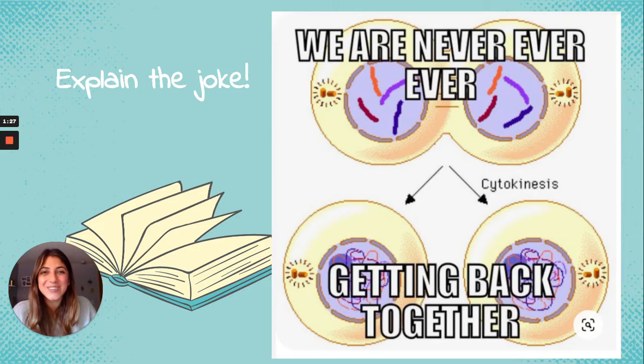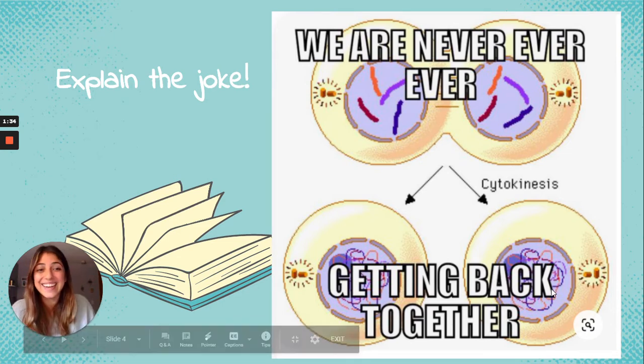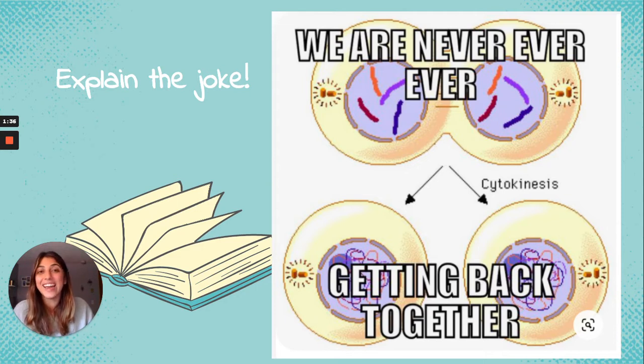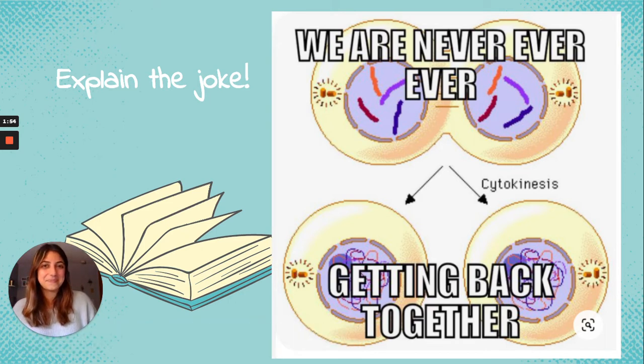If you're a Taylor Swift fan like I am, then you should be familiar with these lyrics: "We are never, ever, ever getting back together." I saw this and obviously my biology nerdy self thought this was hilarious. Think about what it's saying and why this is a joke. What's the meaning behind this? Taking a look at what we're learning, what do you think it is? Once you think about it, you can let me know in next week's small group.